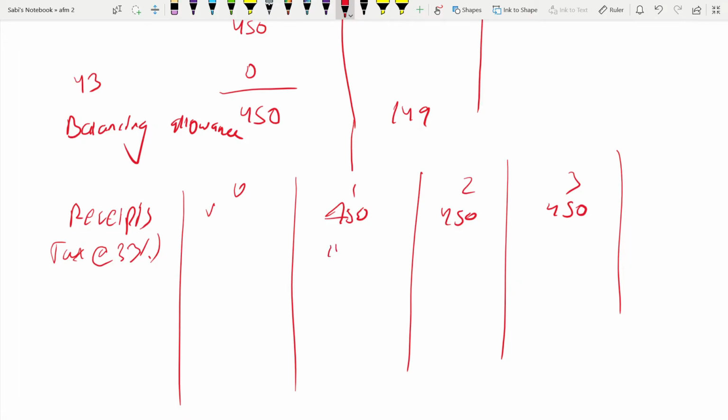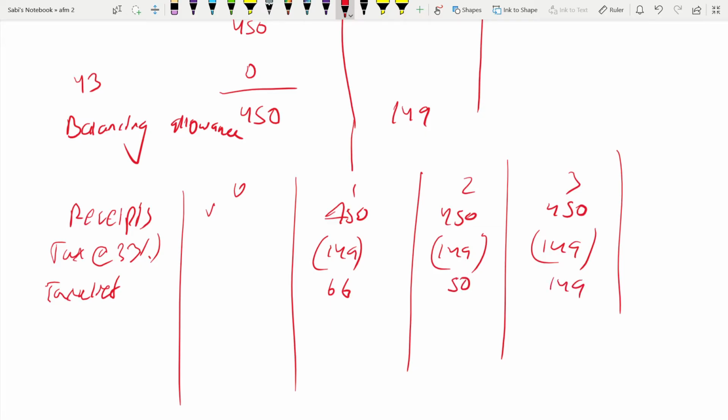So it's 149. Same year tax 149, because on 450, 149. After that, tax relief on this one. Already in the working, you have done 66, 50, and 149. It's addition. Okay. Then in investment, 800,000, which is a deduction in year 0.